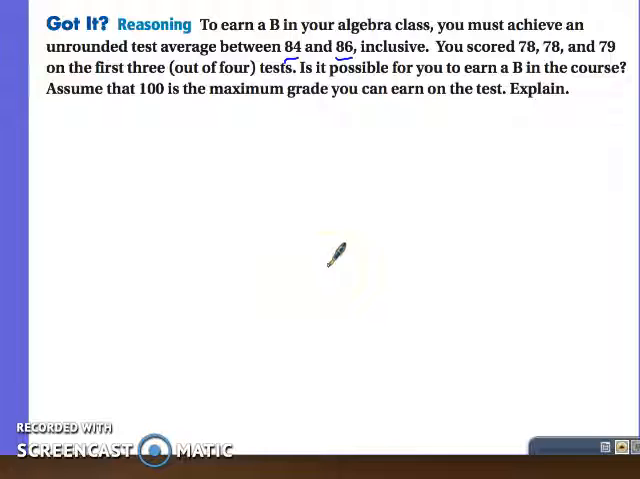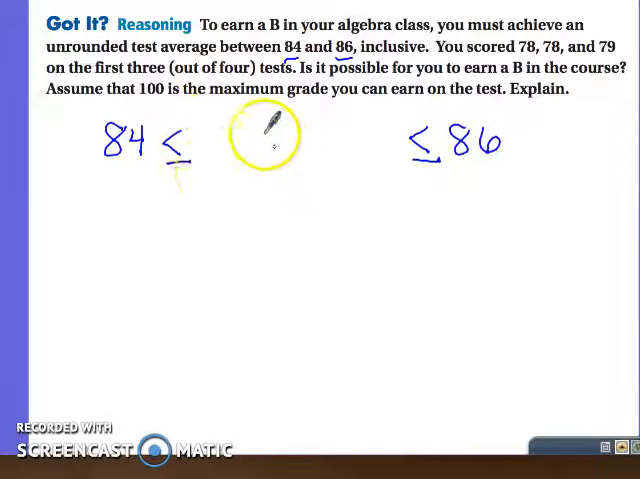Well, first, what do we know? We know that their average, the test average, must be between 84 and 86. So I'm guessing my 84 and 86. I want them to be between that, for the whole class. So I'm thinking that it might look something like this. My test scores have to score, I need to score between there. I do know my first 3 test scores that are 78, 78, and 79.